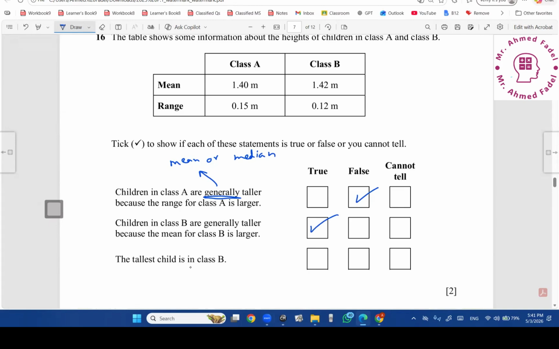The tallest child is in class B. We have no idea. We don't know. Mister, the mean is larger. I don't know if the tallest one is here or not. Maybe the tallest one is in class A actually, but the mean, the average of the heights of students in class B, is more. So we don't have enough info to tell whether the tallest child is in class B or in class A.